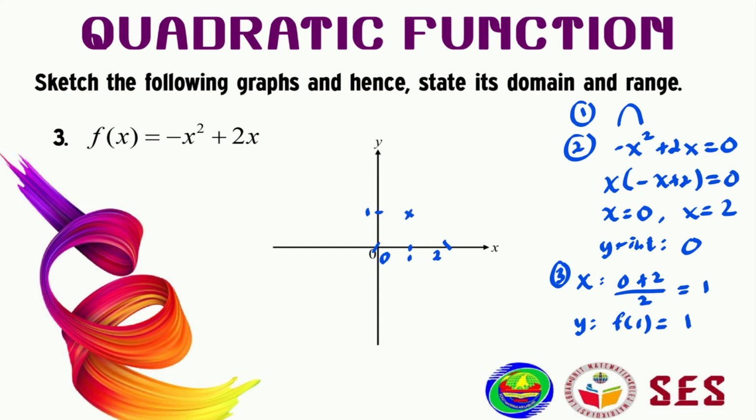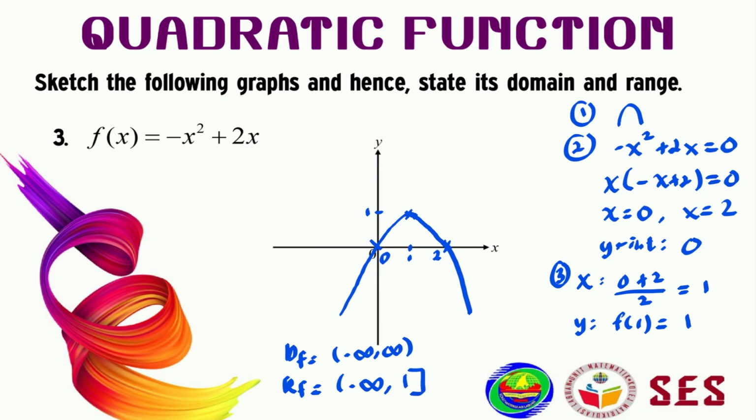So the graph is in the frown shape, so make sure that it passes through all of the x and y intercepts that we have calculated, to make it very clear that we have done the calculation. Okay, so this one is 2, this one is 0 there, and the domain of f is just negative infinity to positive infinity, and the range of f is from negative infinity up to positive 1 inclusive.